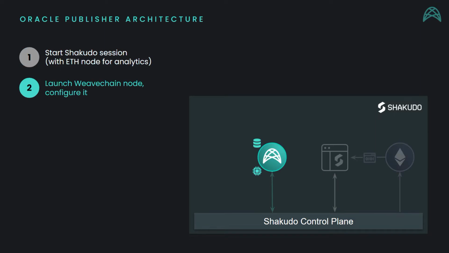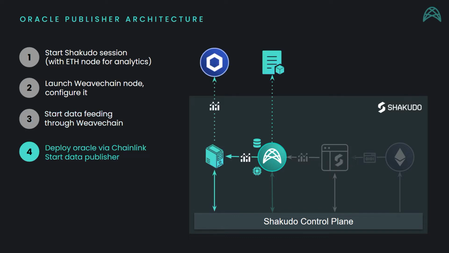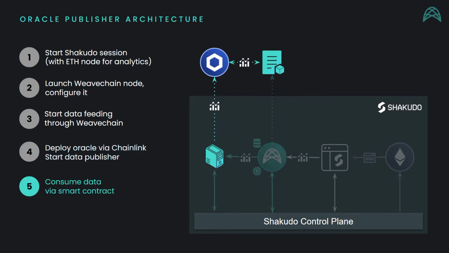Then we'll launch a Weavechain node using a single line of code with Shakudo. We'll configure it to store the calculation feed in a database, and Weavechain will establish Web3 immutability and lineage by hashing that data to a blockchain. Then we'll start pushing the data feed into Weavechain from Shakudo. Weavechain will deploy our Oracle smart contracts and publisher with a single function, and then we'll show you a smart contract consuming that data right on chain.